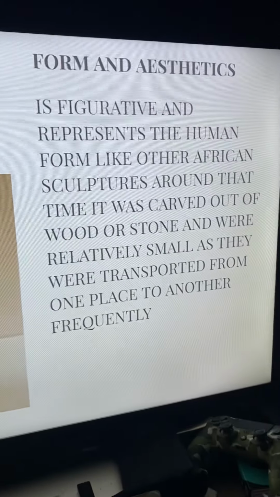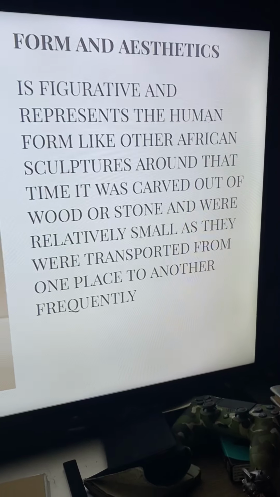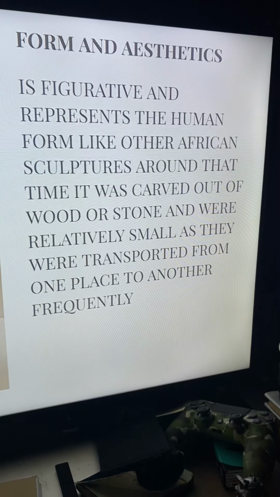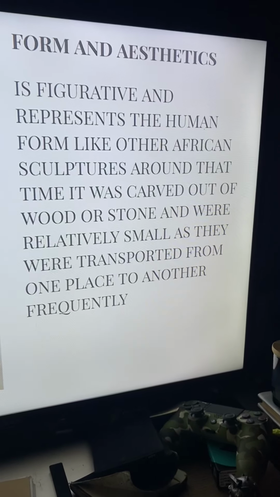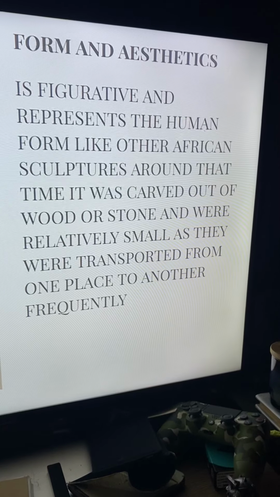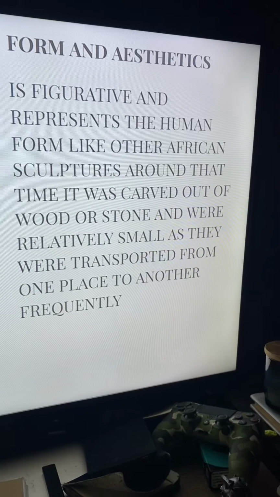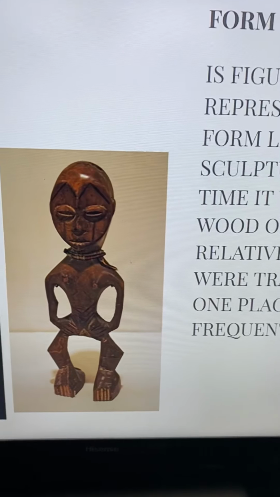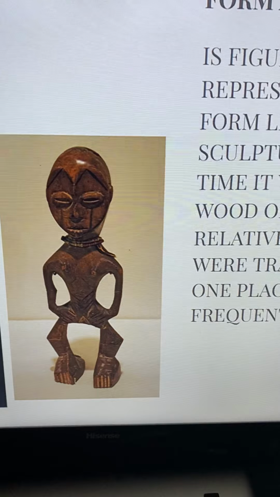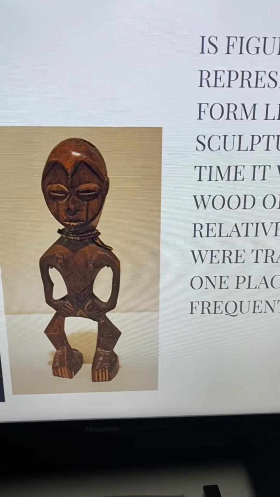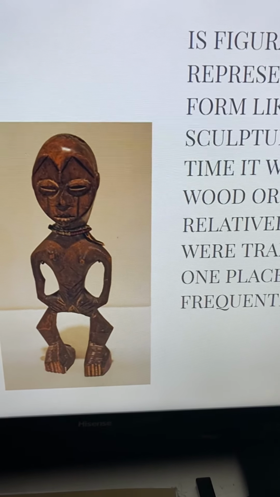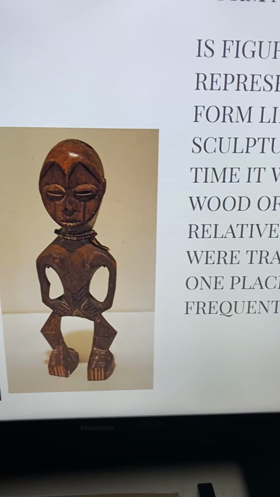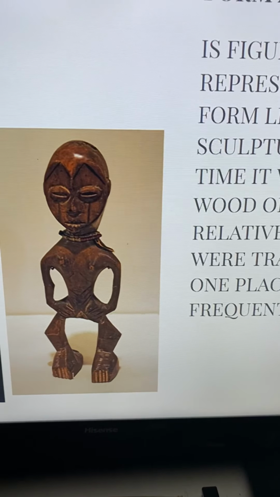The form and aesthetics is figurative and represents the human form like other African sculptures around that time. It was carved out of wood or stone and were relatively small as they were transported from one place to another frequently. From what I learned, African sculptures were relatively small, as most of these people were hunter-gatherers, so they had to leave from one place to another, so they couldn't really make a big art piece to carry around, because they had to be pretty practical and they had to move it from one place to another quickly in many cases.